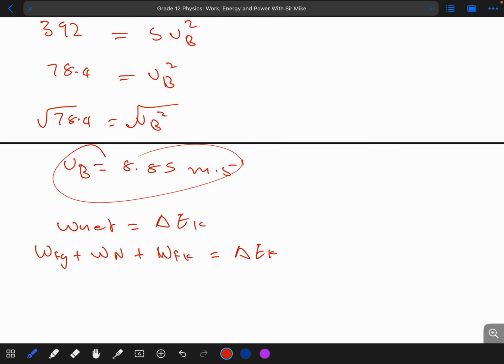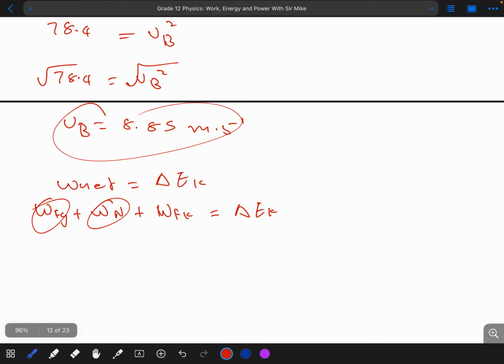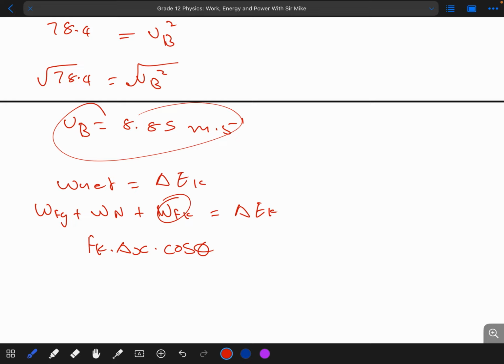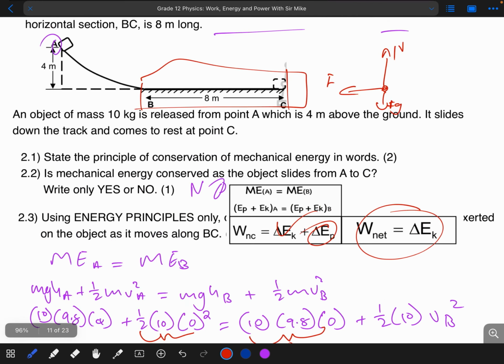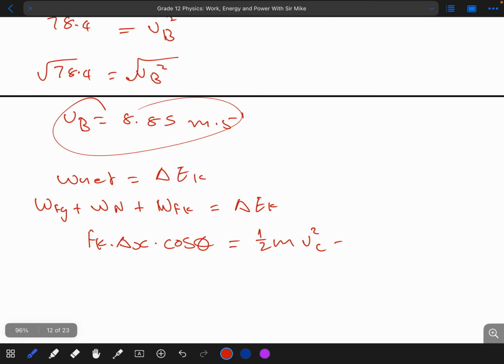Remember that these two are perpendicular to the surface, so they're going to give us a bunch of zeros. What we will be left with is the work done by the kinetic friction, which is Fk multiplied by the displacement multiplied by the cos of theta. This will be equal to a half mass multiplied by the speed squared at point C, minus a half multiplied by the mass multiplied by the speed at point B squared.